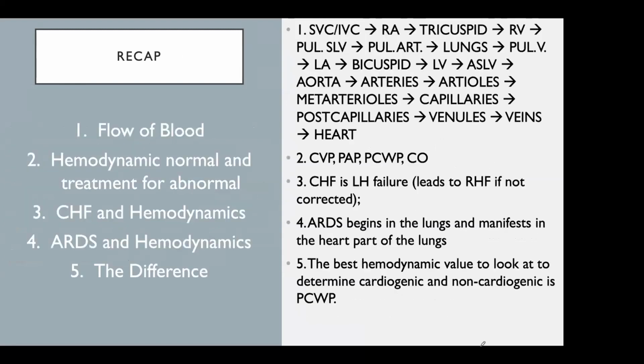Recap: we went over the flow of blood. We looked at our hemodynamic normals and treatments for abnormals. We looked at CHF and its hemodynamics. We looked at ARDS and its hemodynamics, and we looked at the difference between the two.